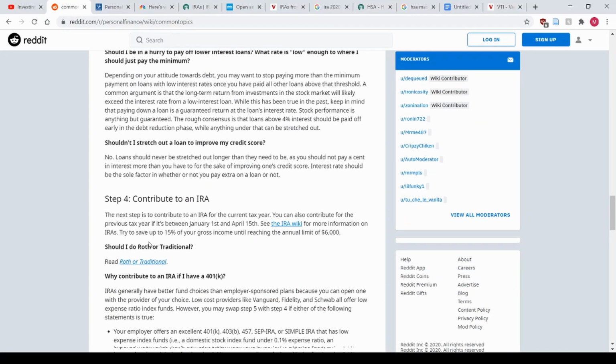Contribute to an IRA, or individual retirement account. Another retirement account? Yes. The more the merrier, because it's good to have a retirement account with your employer, but it's also good to have one that you open and control individually. And that means no matter where you move or if you change employers or whatever, it's always there.